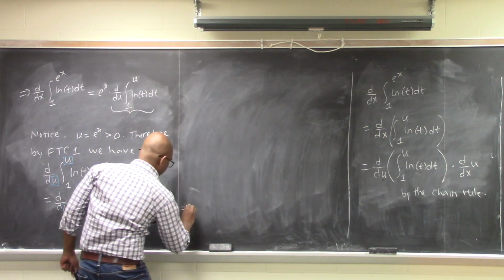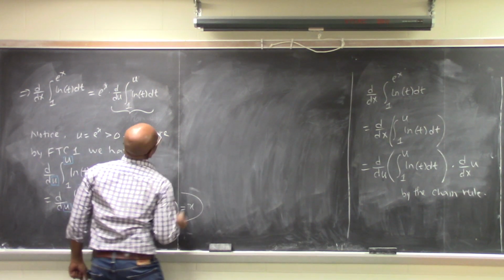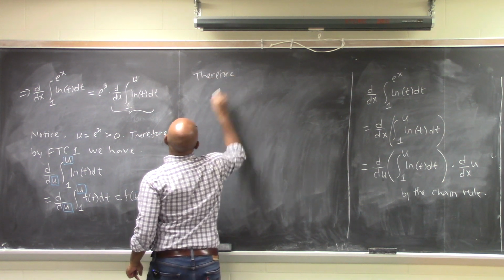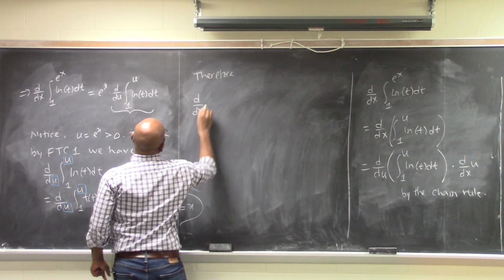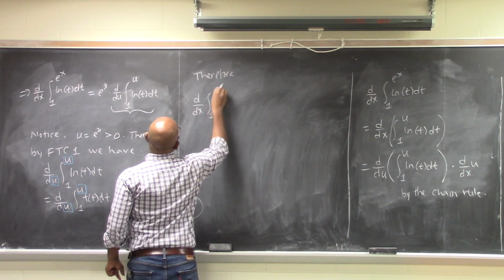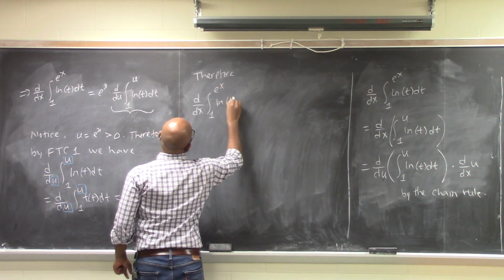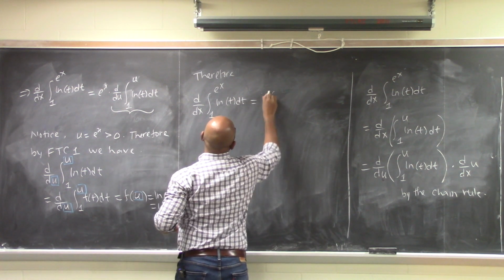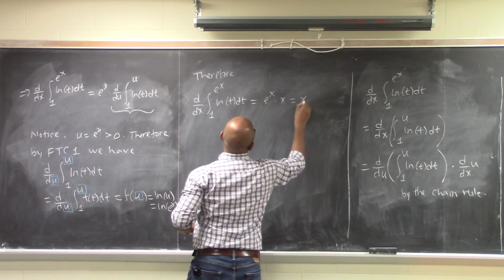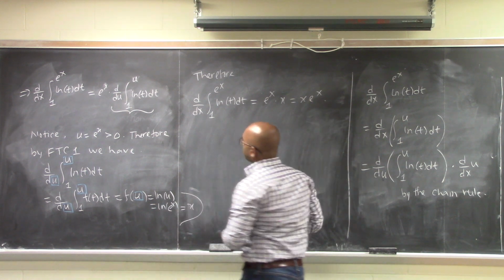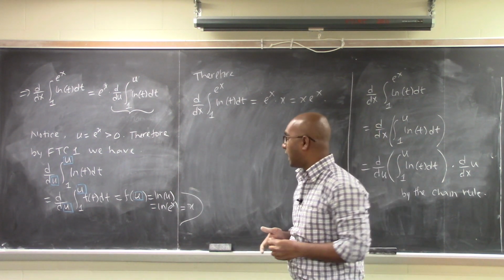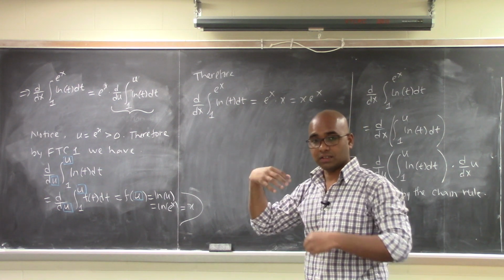Yeah, this is x. Okay. Therefore, this derivative is e to the x times x, which is x times e to the x. So that's how you find the derivative of functions when the upper limit is not just an x, it's some function of x.